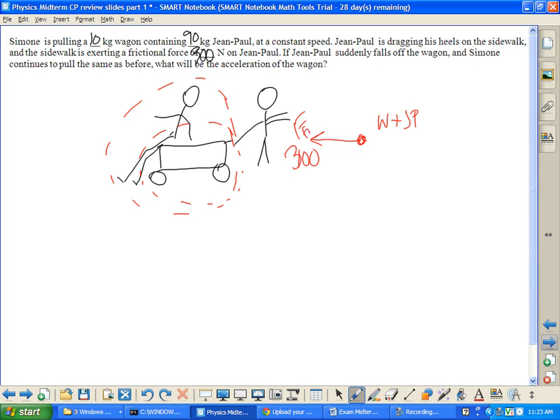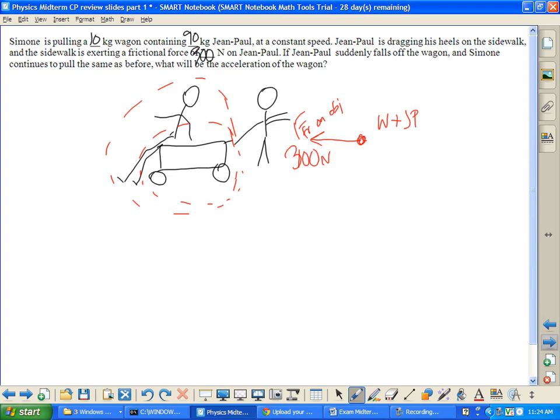Force, friction on the object. What else have we got? Force of Simone pulling the other way. How hard is Simone pulling? We don't know, it's unknown. Can't you just say Simone's pulling force is enough to move it, so it's greater than 300?